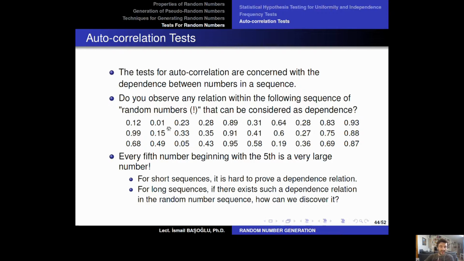As an example, we have these 30 so-called random numbers, because there's a sign here which indicates that these are actually not random numbers: what we expect from random numbers is also a high resolution, and after the decimal point we only see 2 decimal digits here. So, our objective here is to check the dependence or independence of this random number sequence. We expect an independent behavior in the generation of these random numbers.